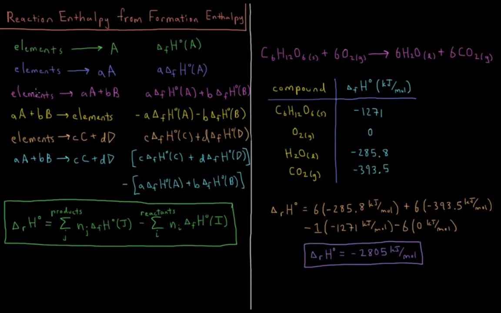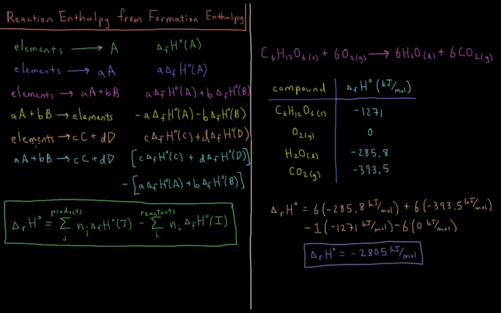Now, what if instead of forming these molecules from their elements, we want to take them and return them to their elements? Well, if we do that, as we said from the Hess's law video, the enthalpy for a reverse reaction is the negative of the enthalpy of the forward reaction. So that's just negative a times the formation enthalpy of A minus b times the formation enthalpy of B.